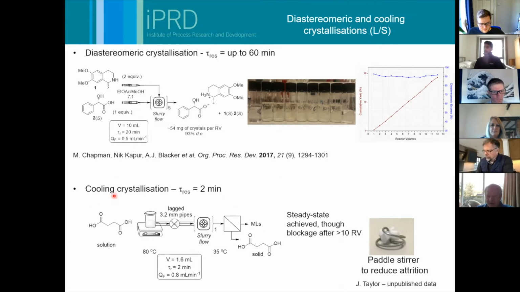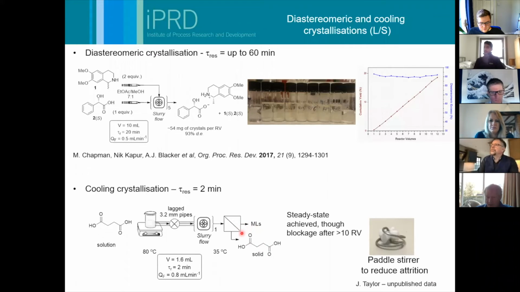Another example, instead of a reactive crystallization, was a cooling crystallization. So here we had a hot solution of succinic acid, and then we pumped the hot solution through lagged pipes into the reactor, and as it cooled down through the pipes, it crystallized out in the reactor here and was able to pump through, and then we used a separation system to be able to separate the solid away from the mother liquors.